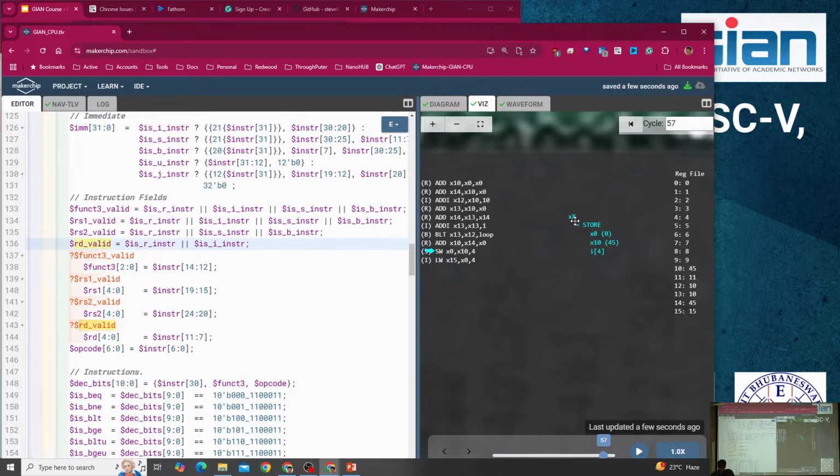Okay, so before I compiled that, I saw there was a valid destination register here for the store instruction. That's how I noticed the bug. I was writing to a register that store should not write to.